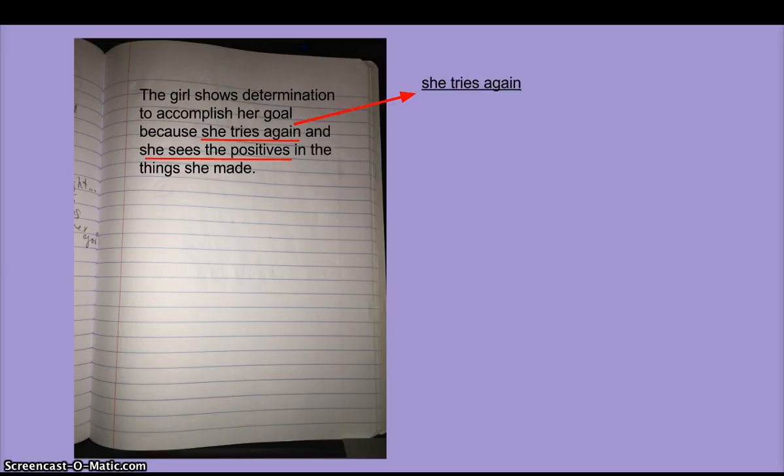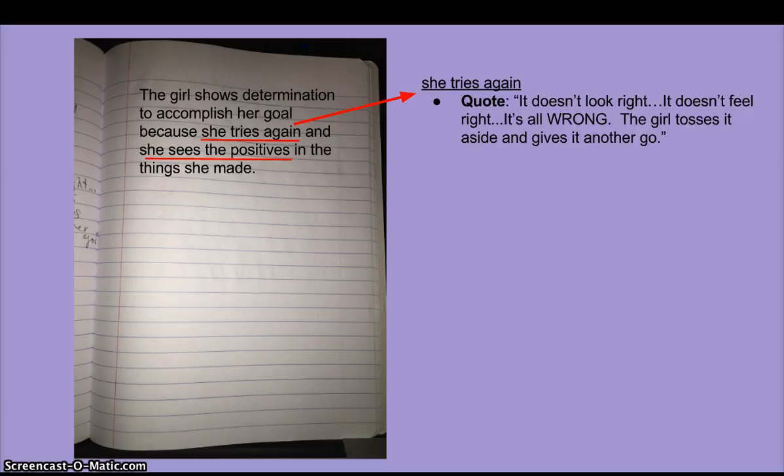So I'm going to start with a quote. So here's a quote from the story. It doesn't look right. It doesn't feel right. It's all wrong. The girl tosses it aside and gives it another go. Notice I'm using ellipses in this quote to redact some of the information. This quote is actually from 3 different paragraphs, but I don't want all of that information. I want to make sure that I'm only using the information that supports my idea that she tries again. So I left out some of the information to make my point, and that's okay because we can use ellipses to show that information is missing.